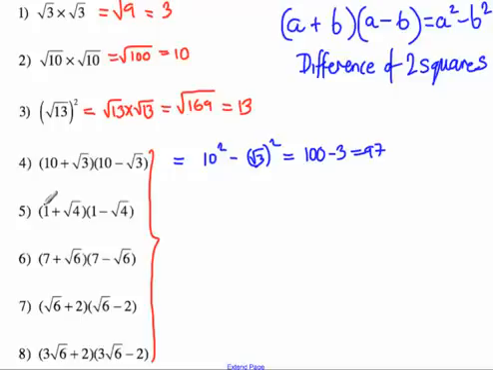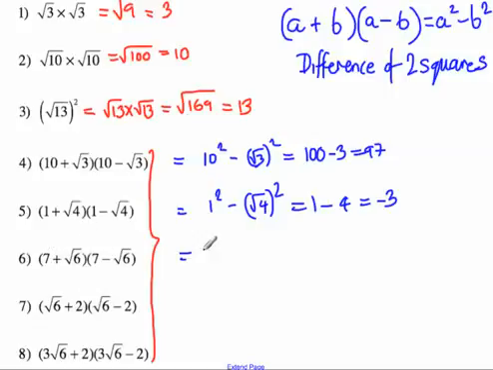Question 2. 1 plus root 4 times 1 minus root 4. A plus b times a minus b. The first number, 1 squared, subtract the second number, root 4 squared. 1 squared is 1, subtract root 4 squared, which is 4. 1 take away 4 is minus 3. Next question.